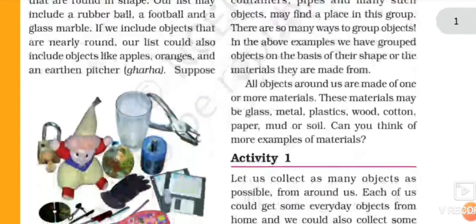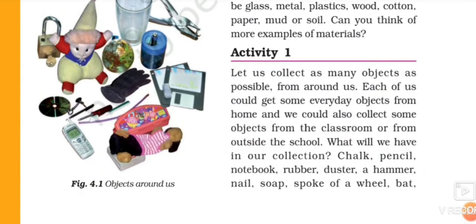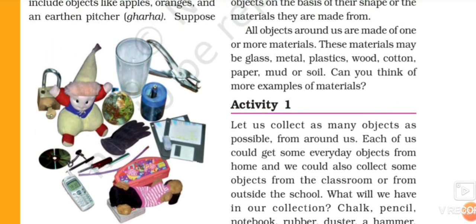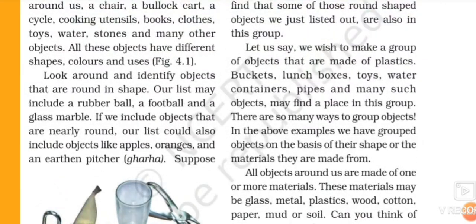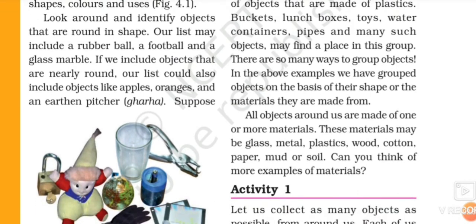You can see in figure 4.1 some of the things that are collected from nearby. You can also collect some of the things from your drawing room or study room where you are studying at present. Collect some of the things and keep them by your side. Look around and identify some of the objects. Are these objects round in shape?